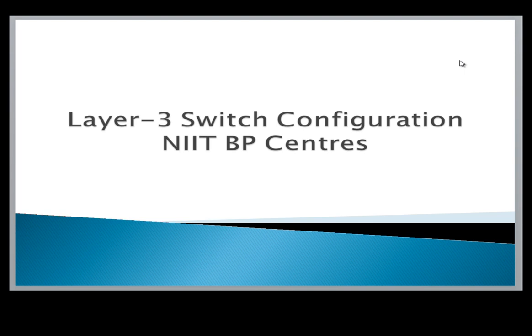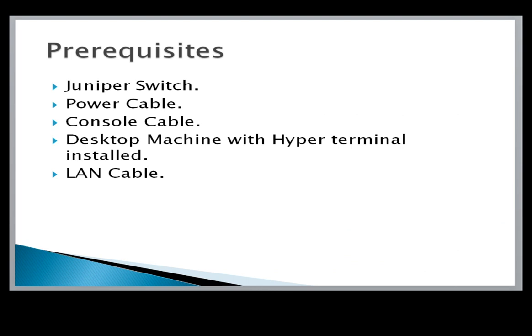So today I'm gonna show you the live demonstration of how you will configure your Juniper switch as per your center infrastructure. Alright, for this you need some prerequisites. So these are Juniper switch, power cable, console cable, desktop machine with hyperterminal installed. Also it must have COM port in it and one LAN cable.